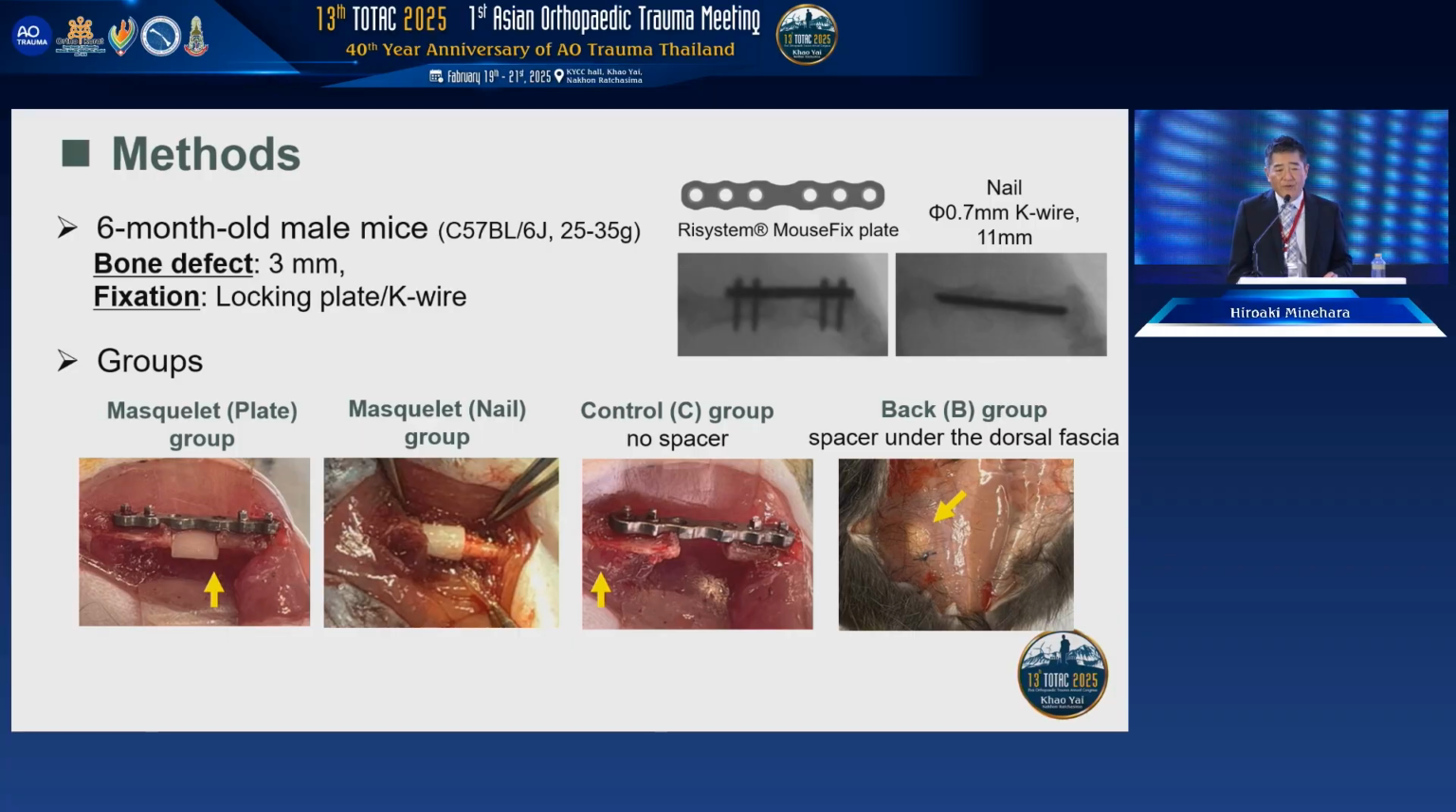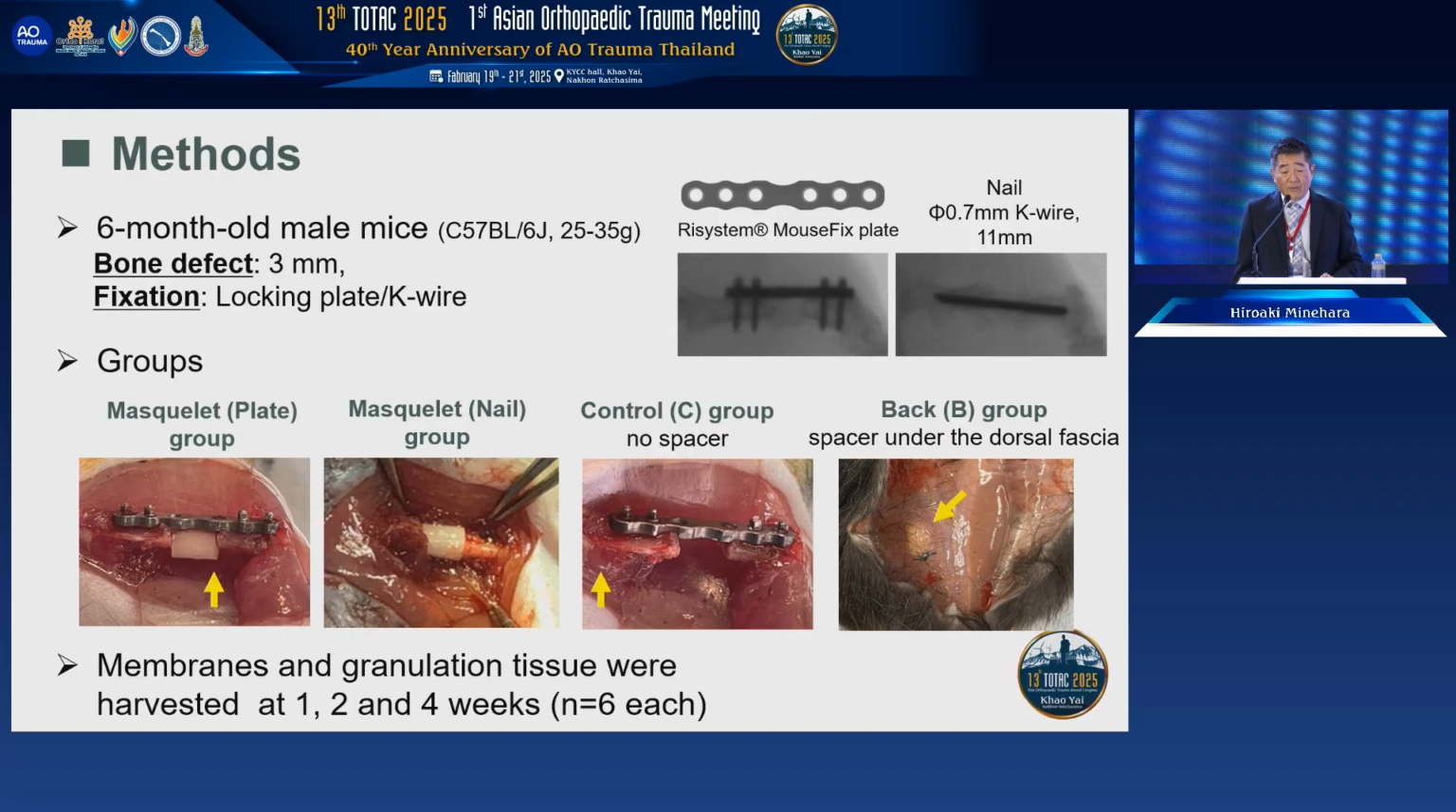So we used 6-month-old mice and created a 3 millimeter bone defect, fixed with a locking plate and also a nail using K-wire. There were 4 groups created: a Masquelet group with a plate, a Masquelet group with a nail, a control group with no spacer, and a back group where we put the spacer under the dorsal fascia.